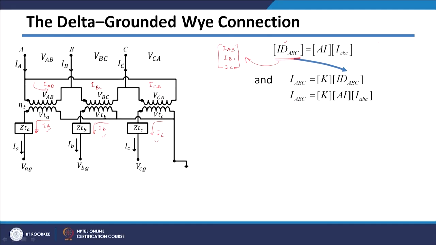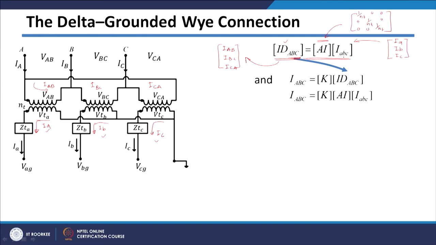So, this term represents your currents IA, IB and IC, and they are just related by your turns ratio transformation, which is basically the AI matrix, which is 1 upon NT, 1 upon NT, 1 upon NT in the diagonal terms, and non-diagonal terms are 0. So, we are getting this matrix.